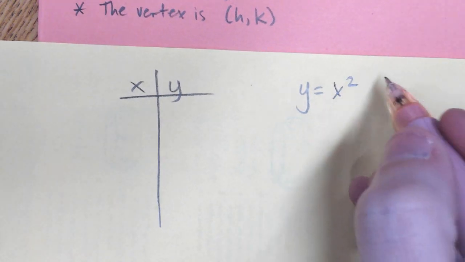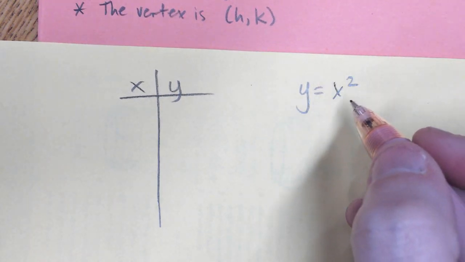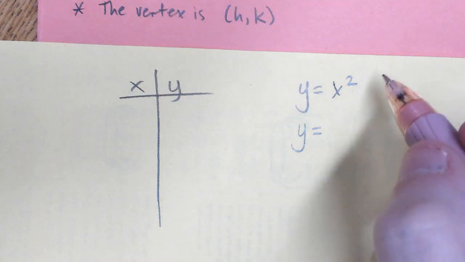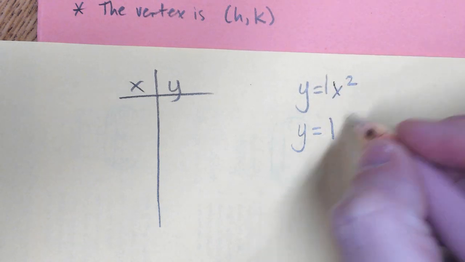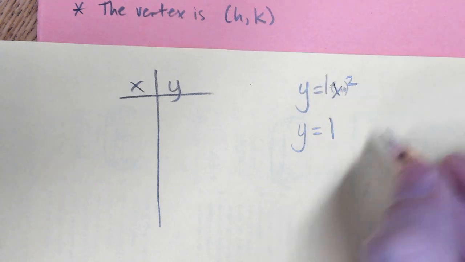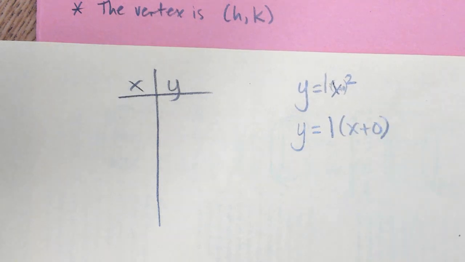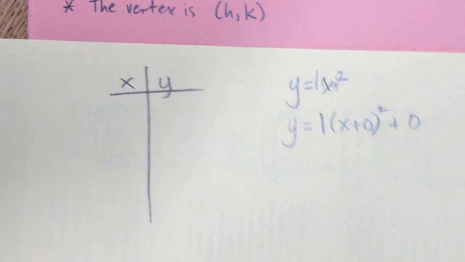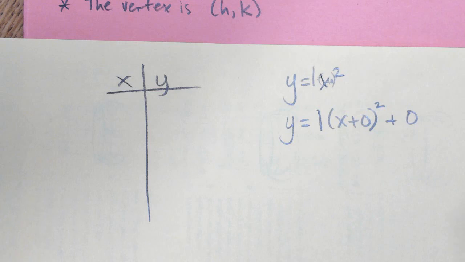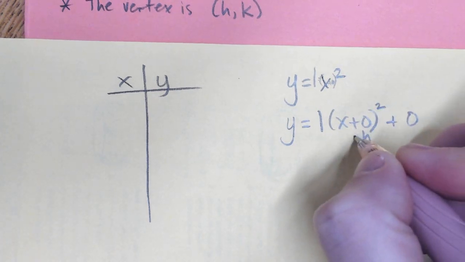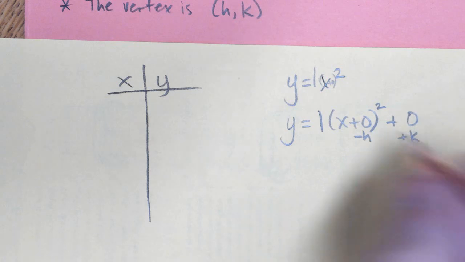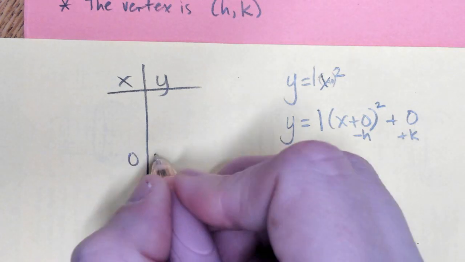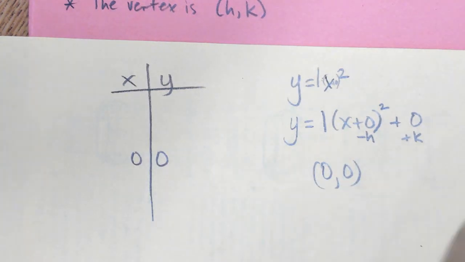Okay, so when I look at this, this is the parent function. The parent function goes through 0, 0. I could rewrite this filling out vertex form. I have an invisible 1 in front. That means a is 1. I have kind of invisible parentheses there, but I'm not adding anything because I'm not shifting left or right. And I'm also not shifting up or down, so I'm not adding anything. So I could expand that out to get my vertex. This is my h, and this is my k. Well, the opposite of 0 is 0, and 0 is 0, so my vertex is at 0, 0 on this function. And again, this one is already done, that's why I'm just talking you through it.